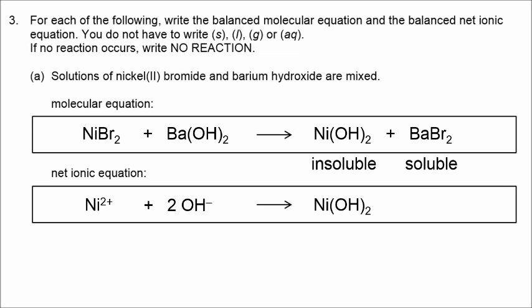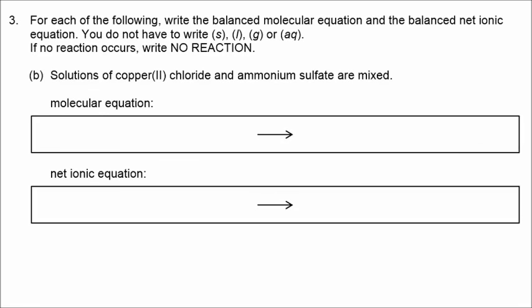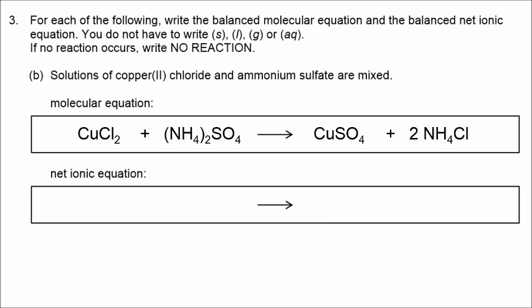Notice we have a 2 as a coefficient to balance the number of atoms and the charge. In part B, we have copper(II) chloride, written as CuCl2. We have ammonium sulfate, which is written as (NH4)2SO4. The 2 products you would produce would be copper sulfate and ammonium chloride.